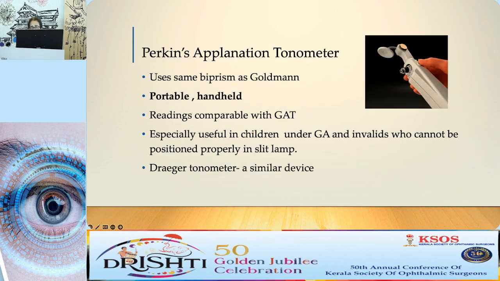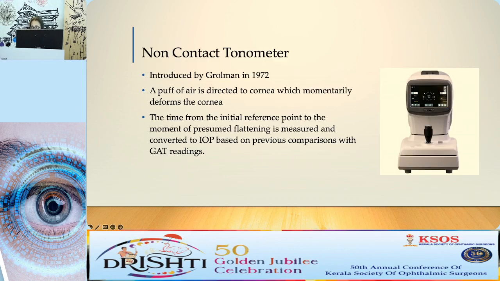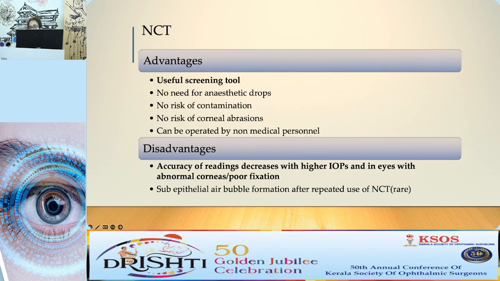Now, certain other tonometers are also widely used. Perkins is the same as Goldmann, only it is handheld and portable, so you can use it in children and also people who can't be seated at the slit lamp. Then Tonopen also uses the Mackay-Marg principle, but it is handheld, portable, and useful in irregular and edematous corneas and children. Then NCT is there in all ophthalmology clinics, but remember that you can use it as a screening tool, but the accuracy decreases with high IOPs.